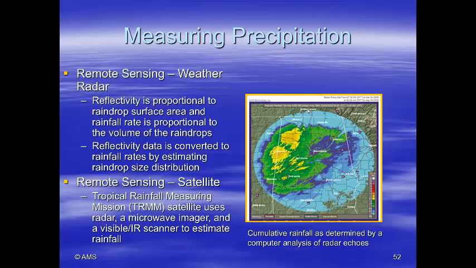We can also use remote sensing by satellite. And here we have the Tropical Rainfall Measuring Mission. We have a satellite that uses radar, a microwave imager, and visible and IR scanners to estimate the rainfall.